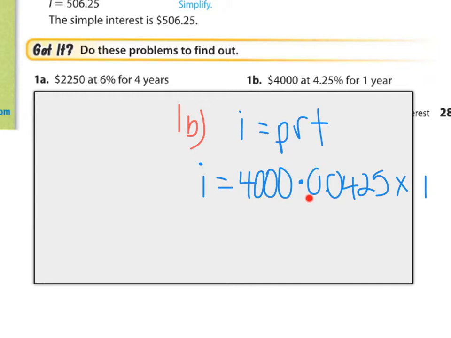4,000 times 0.0425 times 1. Obviously, you don't have to multiply it times 1 because you're just going to get the product of these two. So if it's ever 1 year, you don't have to multiply it times 1. You can leave that out. But make sure that you do include it if it's 2 years, or if it's more than 1 year, or if it's less than 1 year, because that will change this product. And that equals 170. So $170 on $4,000 at 4.25% for 1 year.